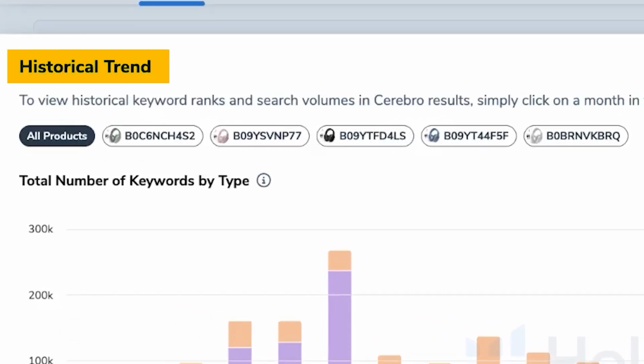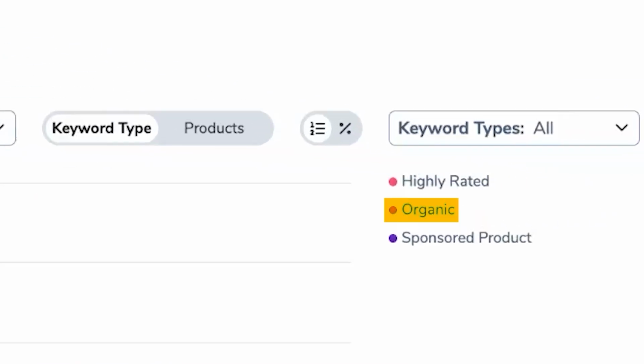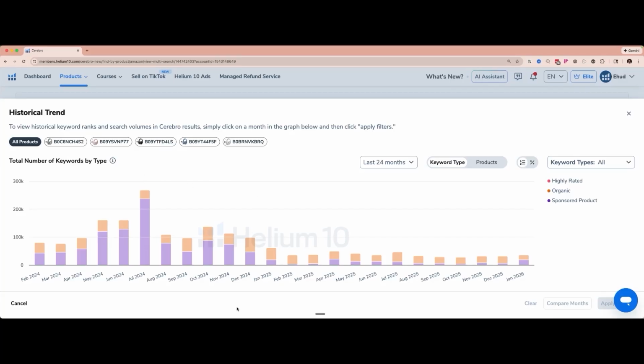So this is the historical trend view inside Cerebro. We're looking at the total number of keywords this ASIN is ranked for over time. Each bar here is 1 month, and it's broken down between organic keywords and sponsored keywords. All right, so this is the total number of keywords that Amazon is showing us for. Since now it's January, we're really looking at the month of December to see what's going on. But we could just go through and we can see, let's say December.